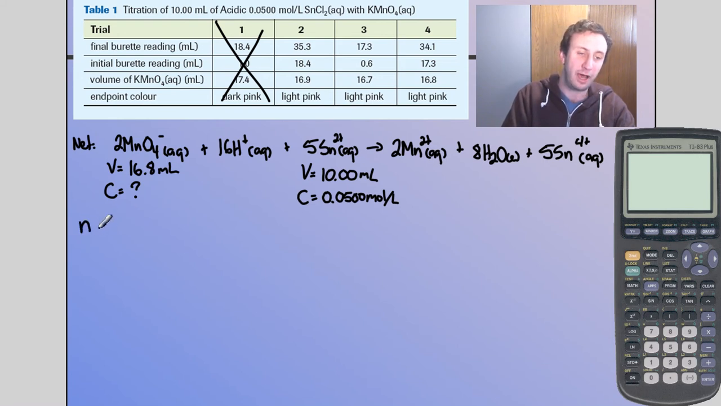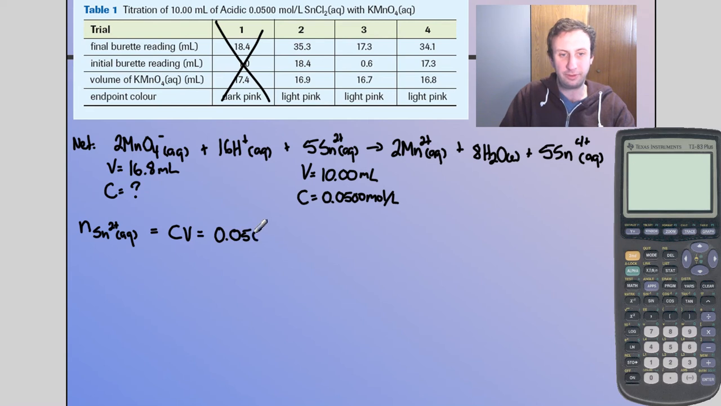So I can do moles of Sn2+ aqueous is equal to concentration times volume. So I have 0.0500 moles per liter multiplied by 10.00 milliliters. So I'm going to work in millimoles here. So I'm going to keep the milli going. Liters is going to cancel out from here and from here. So I'll end up with 0.500 millimoles.